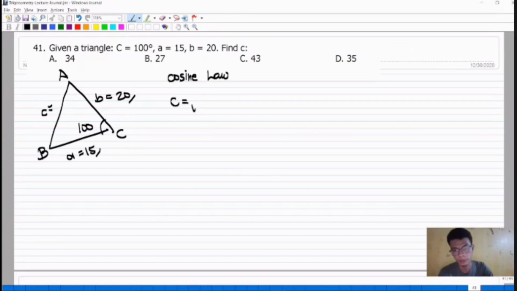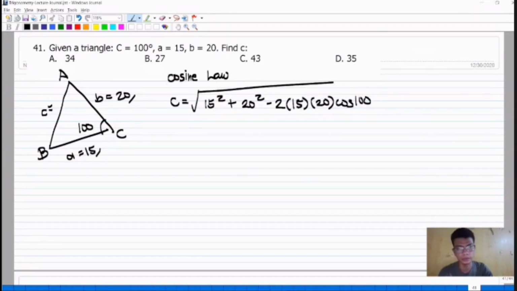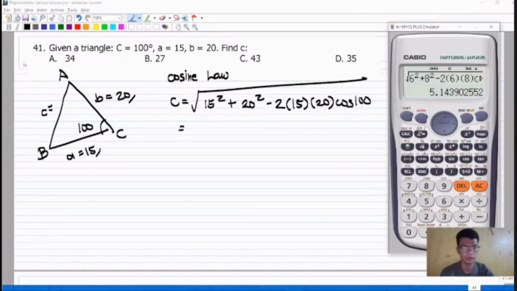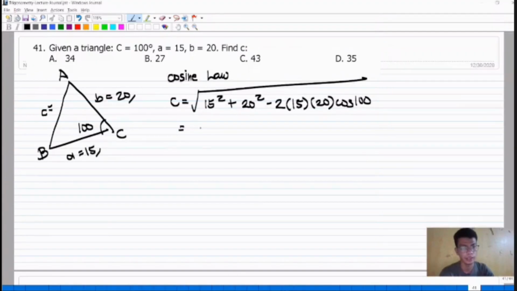Kunin natin si C, that will be the square root of 15 square plus 20 square minus 2 times 15 times 20 cosine of 100. And the answer is 27. Letter B.